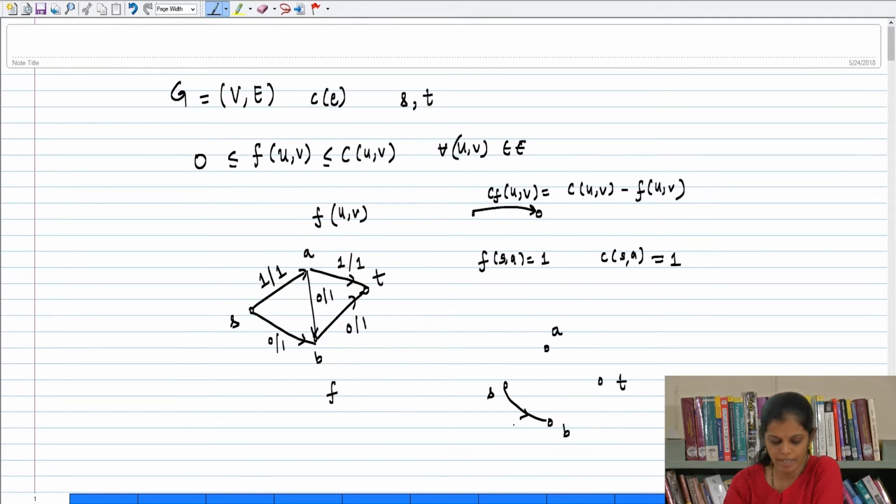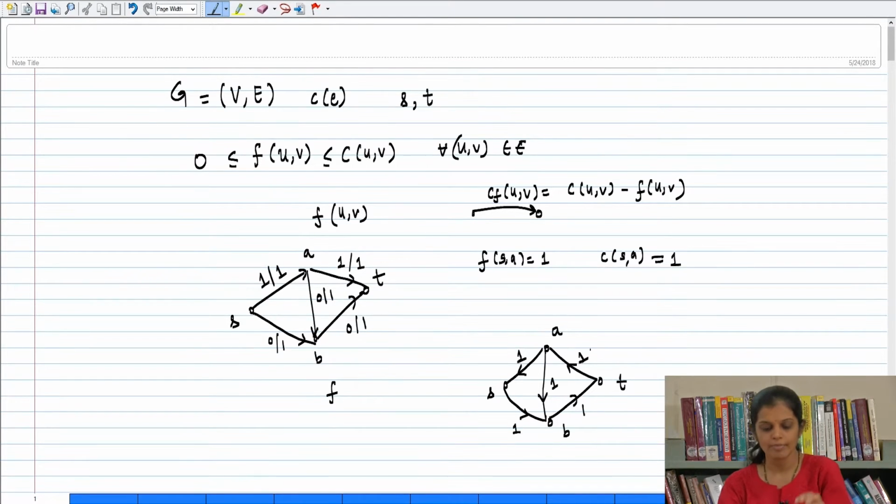I will draw the same edge with capacity 1, and I will draw the same edge B to T with capacity 1 again. Anything else that I should draw? A to B again with capacity 1, right? Is this the residual network? And again, in a similar spirit, I should possibly give T to A the capacity of 1. So this is actually the residual flow network.